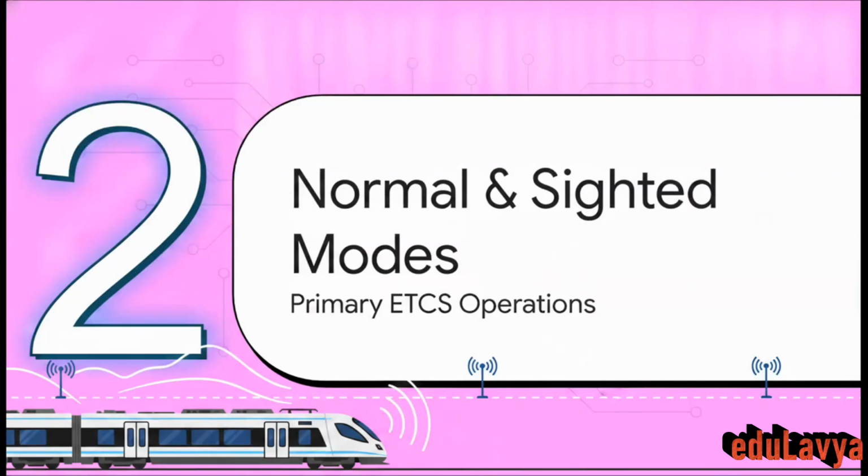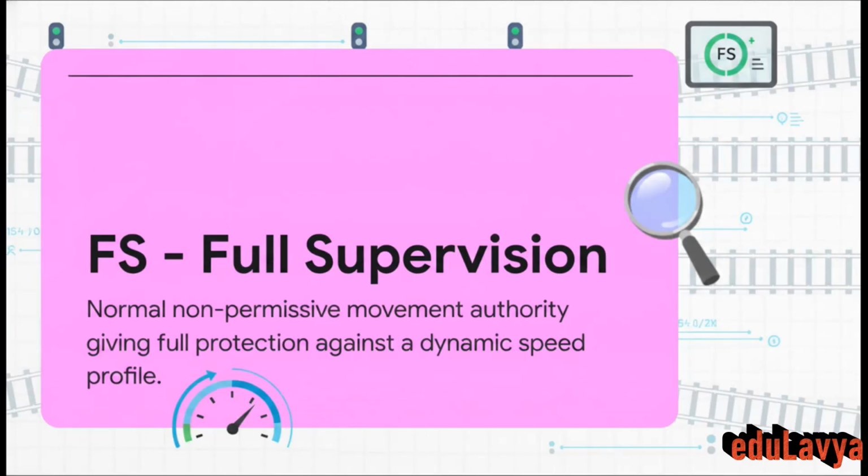Moving right along to Section 2, normal and sighted supervision. Let's explore the primary supervision modes. These are used when the train has a clear, established communication link with the trackside infrastructure. First up is full supervision, or FS. You can think of this as your standard optimal state. Full supervision gives the train a normal, non-permissive movement authority with full protection. So the train is permitted to run at the maximum speed shown, and it's strictly supervised against a dynamic speed profile. Now, the driver can't just push a button to select this mode. The system enters it automatically, and only when all the necessary train and track data is perfectly available on board.